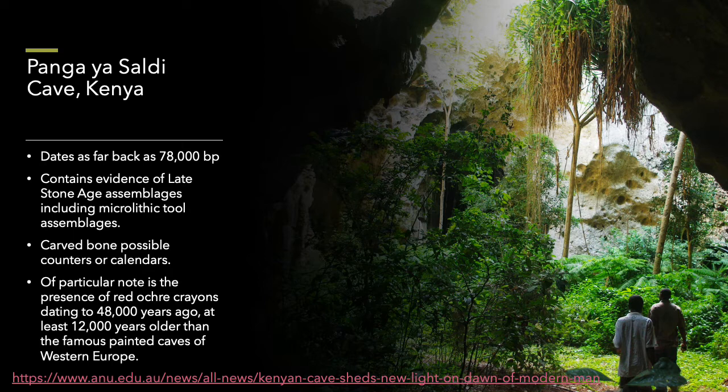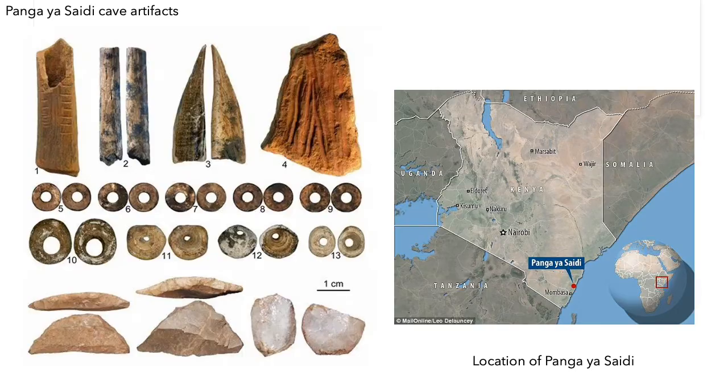Of particular note is the presence of red ochre crayons dating to at least 48,000 years old, which makes them far older than any of the rock art that we hear talked about a great deal from the famous painted caves of Western Europe. But people were demonstrating fully modern behavior and cognition in Africa at a much earlier date. Here are some of the artifacts I was mentioning: the bone artifacts, the red ochre paint palette, the beads, the microliths, and a location map showing this near the coast north of Mombasa in modern-day Kenya.